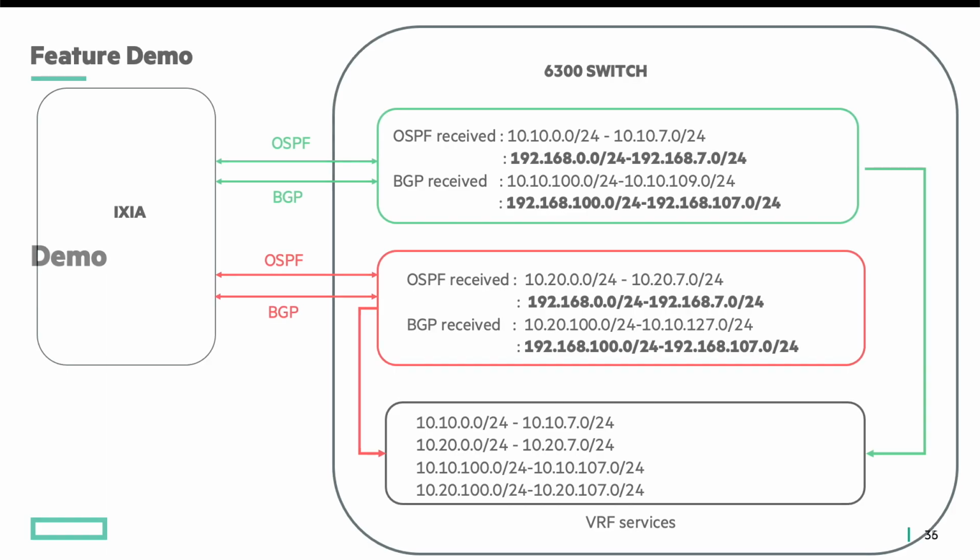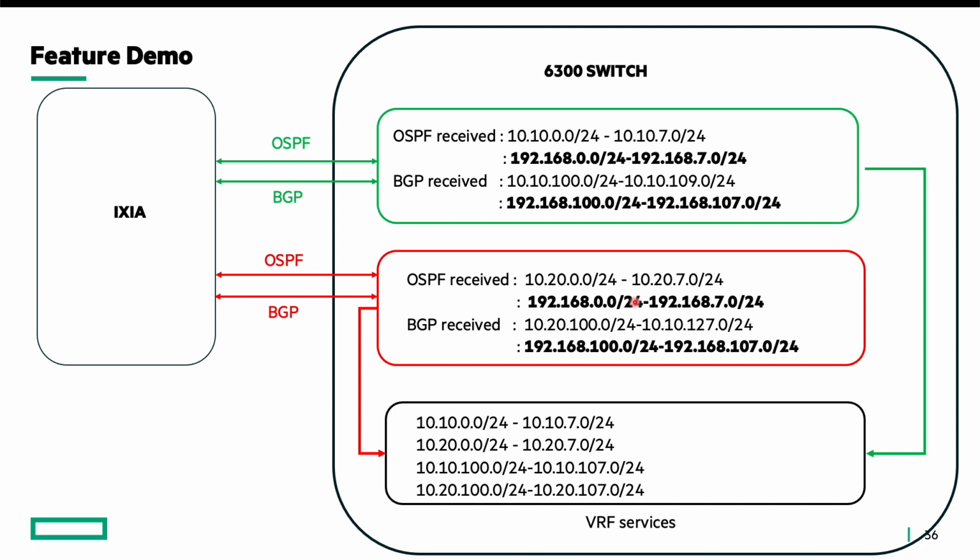Now let's proceed with a quick demo for this feature. I have prepared basically two different use cases. Here I have Nixia, which is sending a number of routes, OSPF and BGP, in the first scenario to a green VRF and to a red VRF. And I have a shared VRF, or let's call it VRF services, where I want only a subset of routes. So as you can see, it's a green VRF.